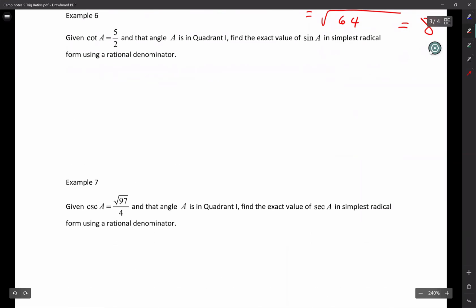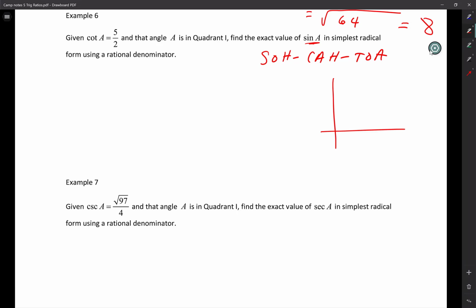All right, next one, example 6. Given cotangent A is 5/2 and that angle A is in quadrant 1, they're all going to be in quadrant 1. Find the exact value of sine A in simplest radical form. Okay, so again, I'm going to write SOHCAHTOA, and I'm going to draw a right triangle. I'm emphasizing quadrant 1, so that's why I'm drawing my x and y axis like this. I draw my right triangle like so.